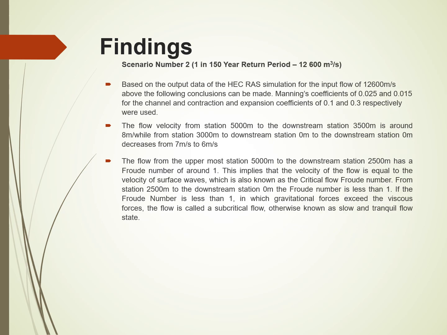For scenario number 2, we can see that it's pretty much the same thing, where we've got a high velocity entering a lower velocity area, just the velocities are much higher because of the higher Q that we have here of 12,600 cubic meters per second for this 1 in 150 year occurrence interval. And obviously it's the same problem that we have with the supercritical flow entering a subcritical area.